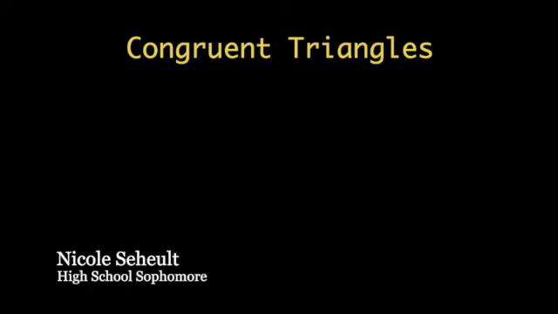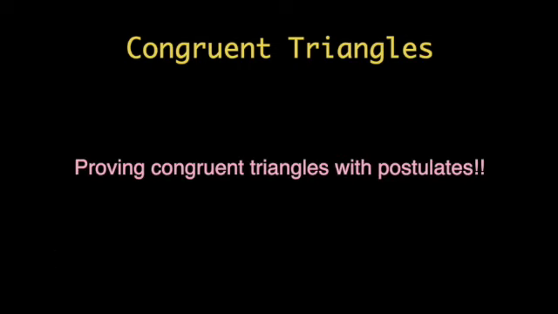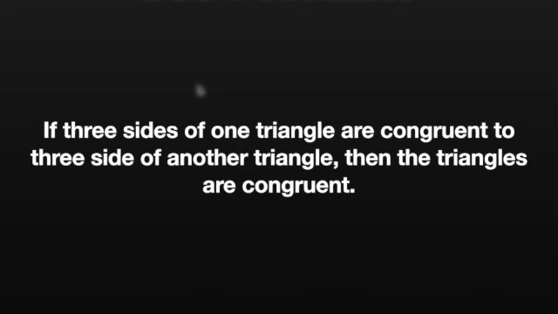In today's video, we're going to talk about different ways to prove triangles congruent. More specifically, today we're going to talk about the 3 different postulates which allow us to prove different triangles congruent. The first postulate is the SSS postulate. This postulate states that if 3 sides of one triangle are congruent to 3 sides of another triangle, then those triangles are congruent. Let's go ahead and draw a picture to make this a little more clear.